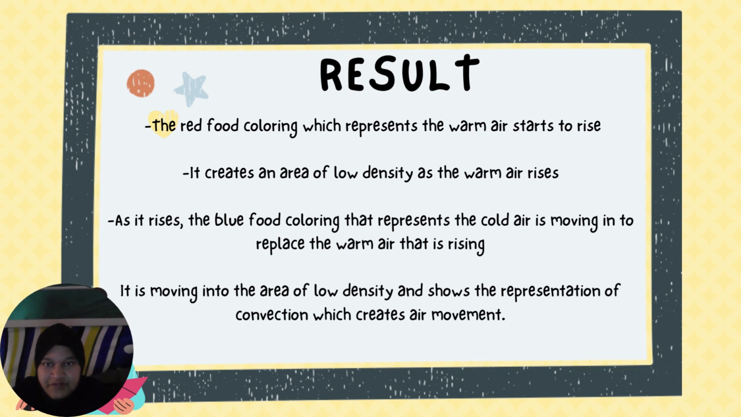So for the result from the experiment above, the red food coloring, which represents the warm air, starts to rise. It creates an area of low density as the warm air rises. As it rises, the blue food coloring that represents the cool air is moving in to replace the warm air that is rising. It is moving into the area of low density and shows the representation of convection, which creates air movement.